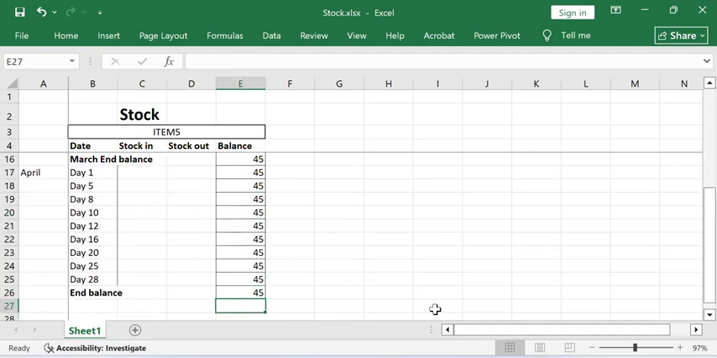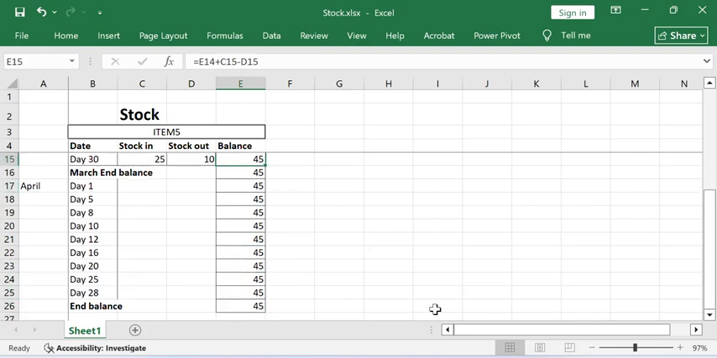So this is a simple stock keeping that you can use for your business. I hope this is informative.